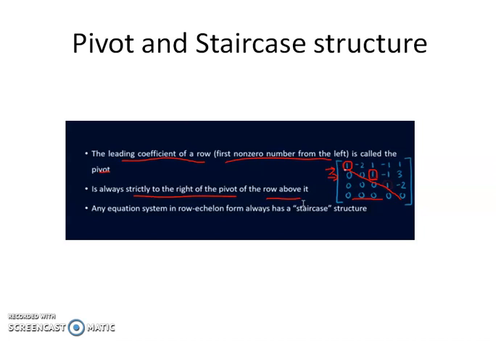The first row's pivot is over here, so the second row's pivot should be towards the right. In the third row the same thing happens: the leading coefficient appears over here and falls to the right of the second row's pivot. The last row is a zero row, full of zeros, so there is no pivot value there. So here we are getting 3 pivots, and it forms a staircase structure. That is why it is called row echelon form, where echelon means a staircase.